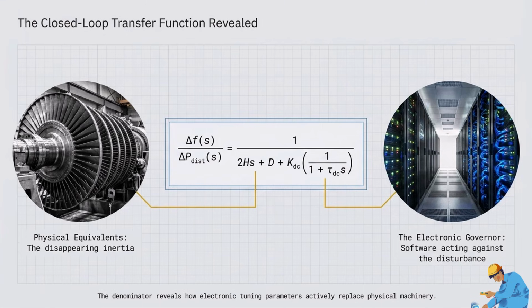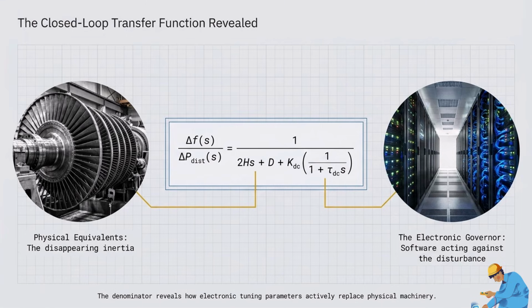The closed-loop transfer function reveals the system's behavior. Applying this to our system gives us the closed-loop transfer function. Look at the denominator: 2 plus D plus K_DC times 1 over 1 plus tau_DC times s. This equation tells the whole story.